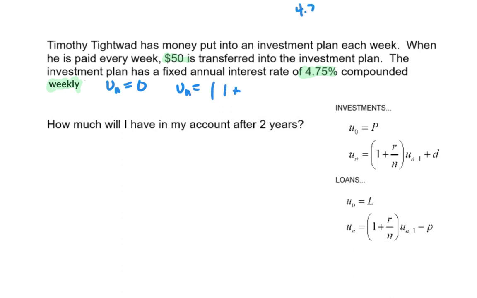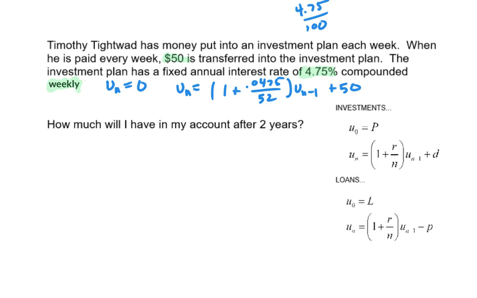And we're going to get our 4.75. So remember, we divide that by 100 to figure out what portion of 100% it is. And we're getting it weekly. There are 52 weeks in a year. And then we're also going to add $50. So, of course, that first month you don't have anything. You're going to put your $50 in. So there's your equation. And now, how much would you have in the account after 2 years?